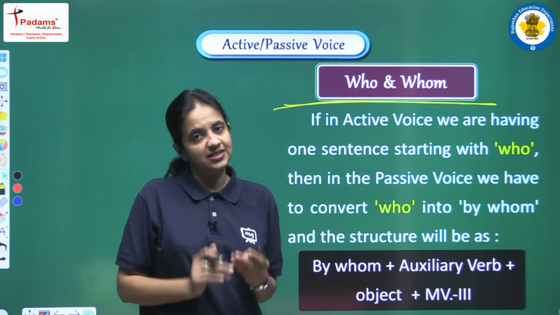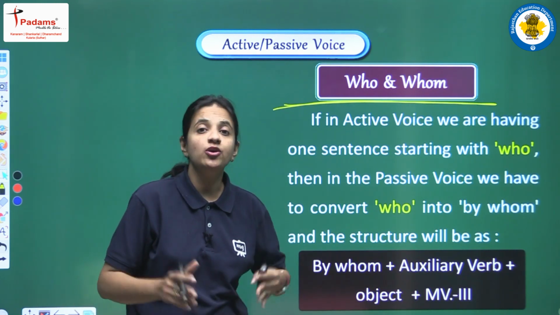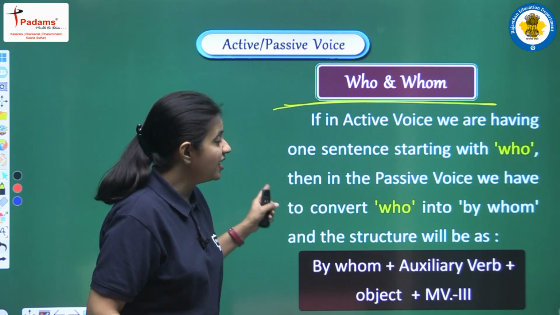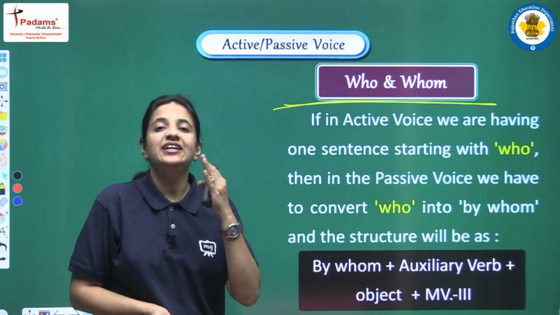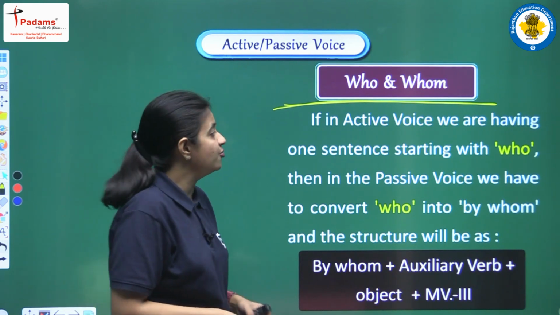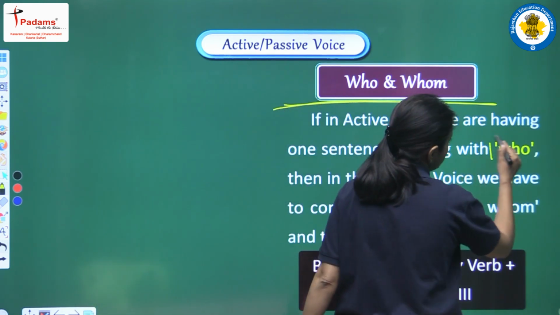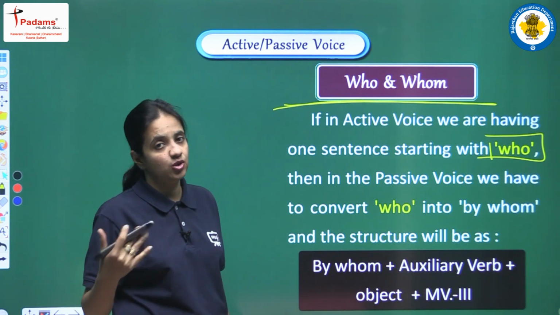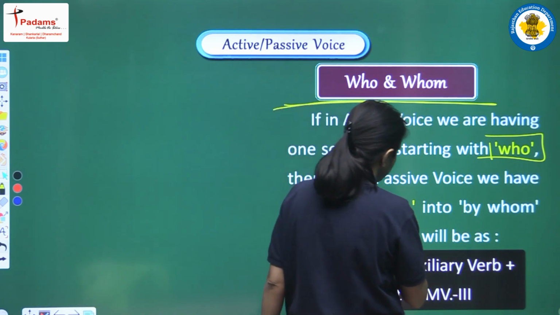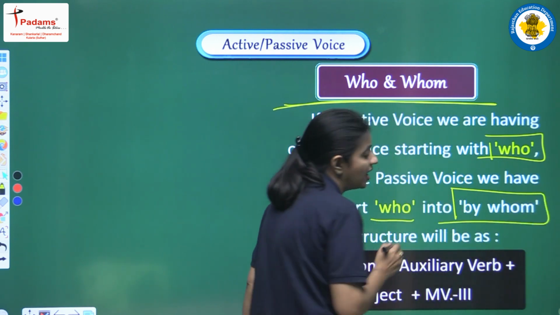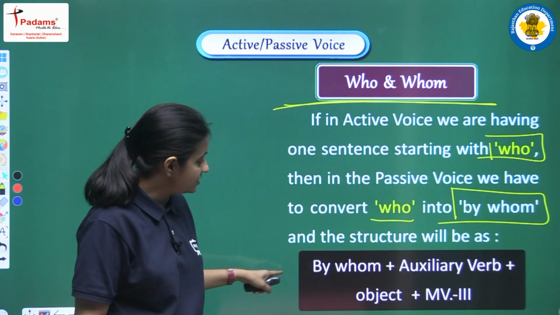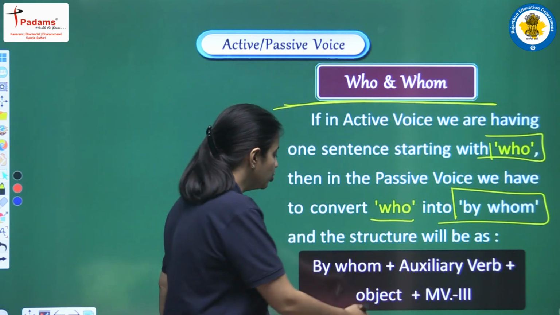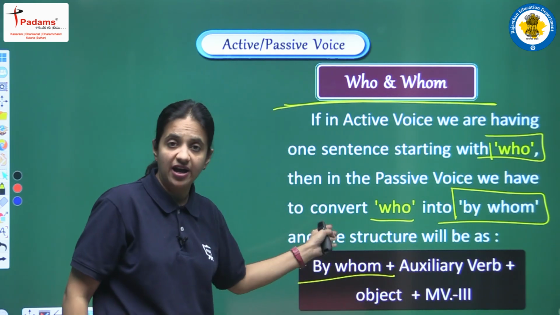First of all, it is clear that if we have "who" in the beginning, that is an interrogative sentence, right? So if we have an interrogative sentence that starts with "who", then when we are converting that sentence into passive voice, yes, we have to convert "who" into "by whom". And this is the structure that we have to follow at that time. So yes, "who" will be converted into "by whom".